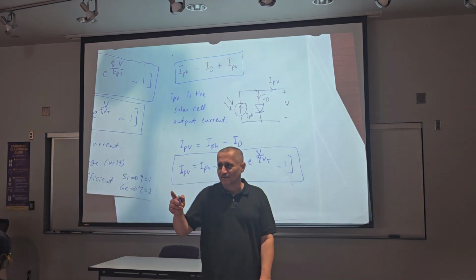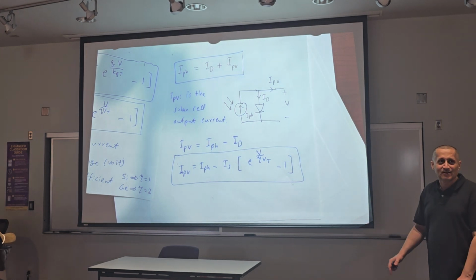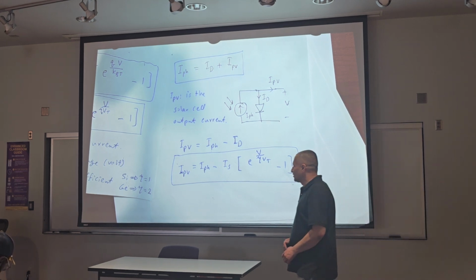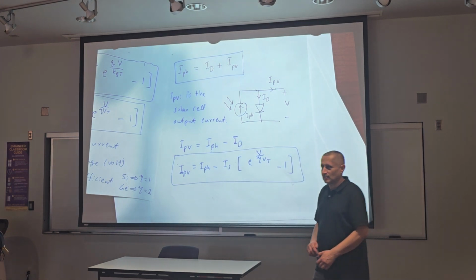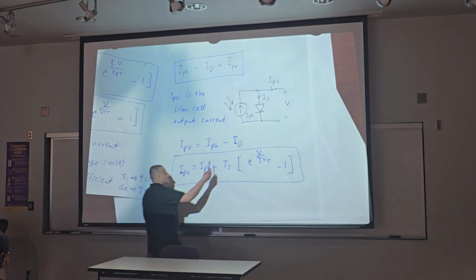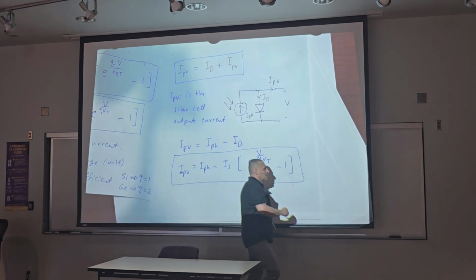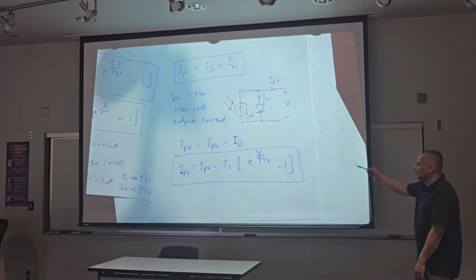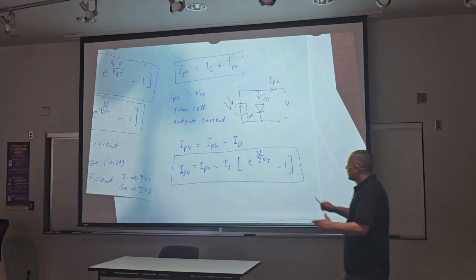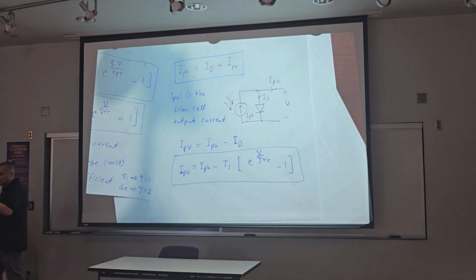Any questions? Fine? We just substitute I_D from the diode equation to get I_PV, the output current from the cell, from one unit.